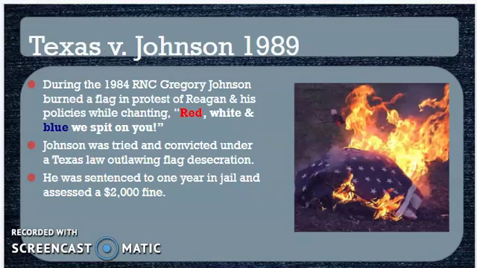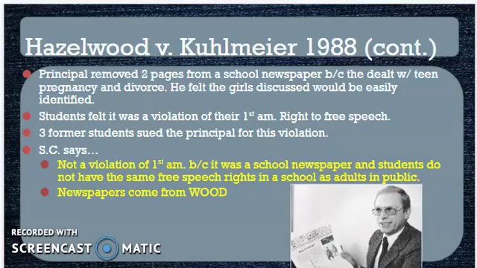Texas versus Johnson, 1989. So in 1984, Gregory Johnson burned an American flag in protest of Ronald Reagan, chanting "Red, white, and blue, we spit on you." And boy, were people mad. So he was tried and convicted under a Texas law that made flag burning illegal and was sentenced to 1 year in jail and a $2,000 fine.